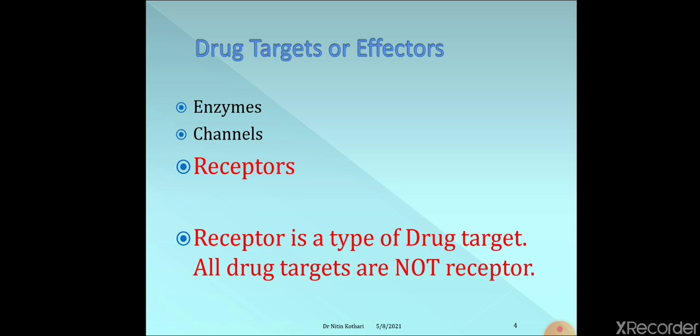Warfarin, you have studied in physiology and biochemistry. Warfarin binds to the hydroxylase enzyme. So there are a few drugs which attach to enzymes, and by inhibiting the enzyme, they show their effect.